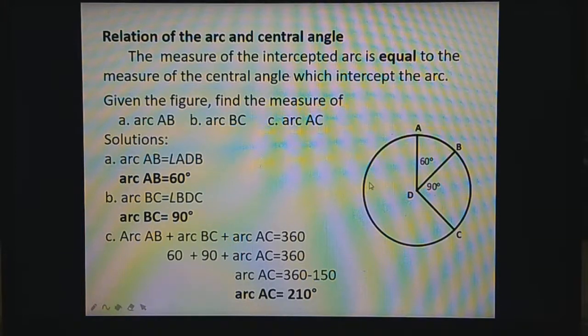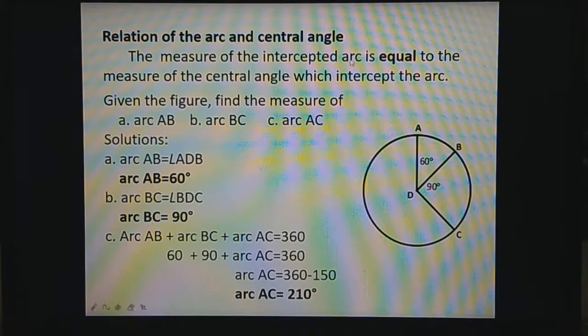So, sabi kanina, intercepted arc is equal to the measure of central angle. Ibinigay ang measure ng central angle, ito. Central angle ADB is 60. So, meaning, arc AB is also 60 degrees because that is the relation of the intercepted arc and its central angle.